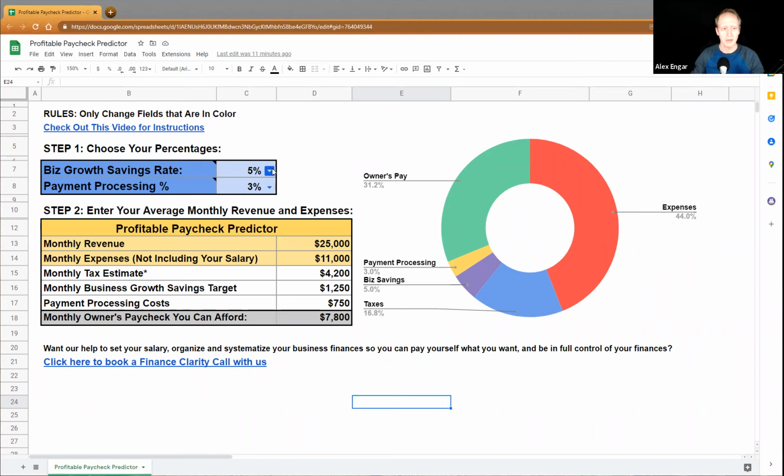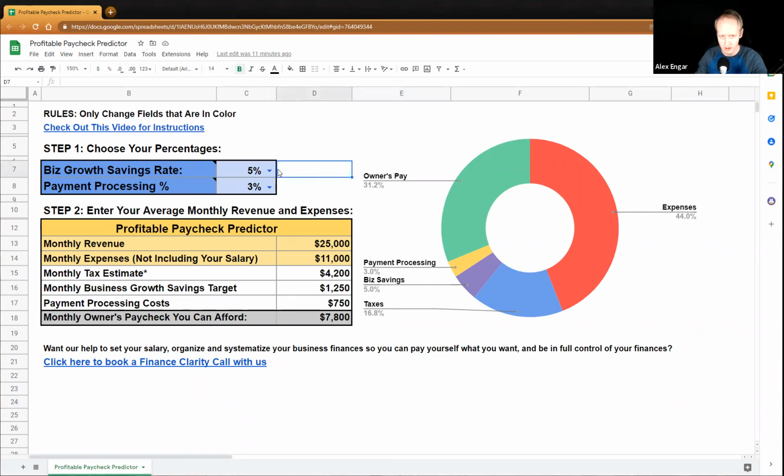Okay. So the very first thing here up at the top is I'm going to choose my growth savings rate. I recommend that you start at about 5%. That comes straight from the Profit First book. If you haven't read it, we're going to help you apply principles of it today. The first one being save money in your business every month. Okay. For whatever reason, we're not taught that at the beginning as an entrepreneur.